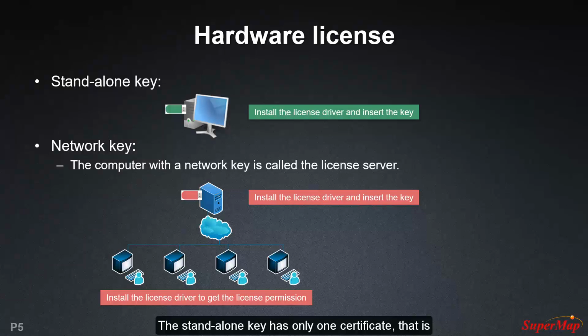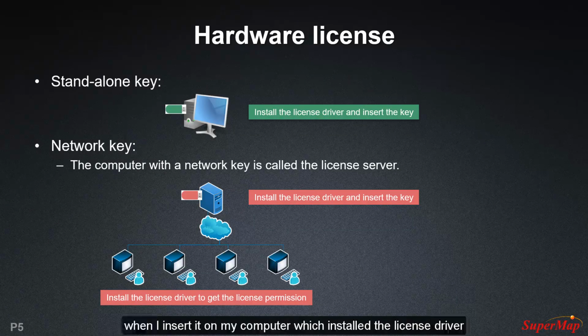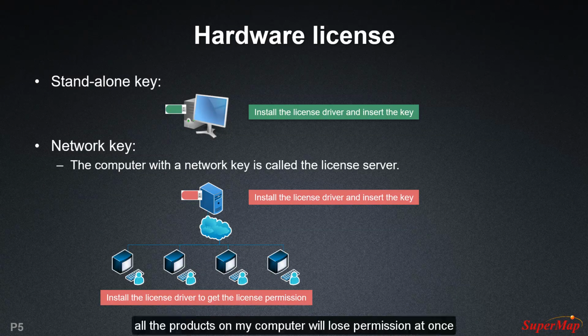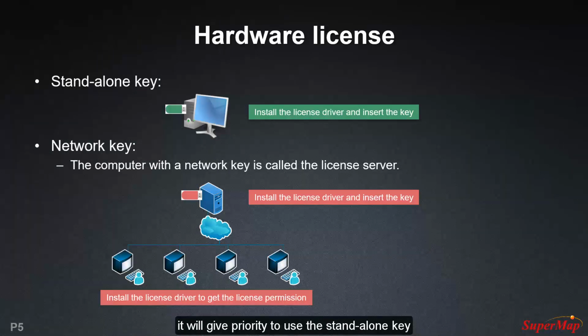The standalone key has only one certificate. That is, when I insert it on my computer which installed the license driver, I can use the SuperMap products normally. But if I insert it into another computer, all the products on my computer will lose permission at once. Otherwise, if there are two types of licenses on my computer, it will give priority to use the standalone key.